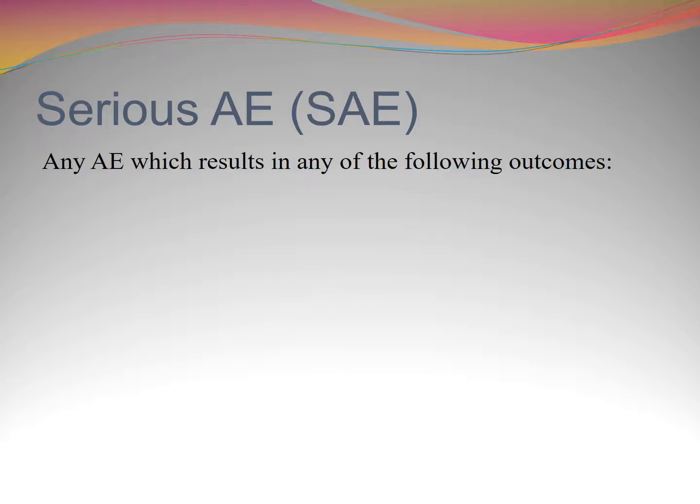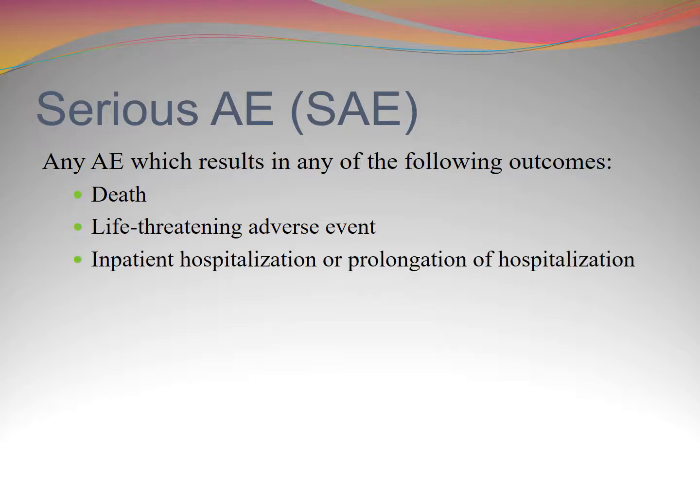An SAE is any adverse event which results in any of the following outcomes. Now this is without causality again. So it's any adverse event which is death. Now that doesn't surprise too many people. Most people assume death to be a serious event, right? But that would be a serious adverse event. A life-threatening adverse event. So when I just talked about the person with asthma that was on a ventilator in an intensive care unit, that would be a serious adverse event, just because it's life-threatening. The example of the asthmatic on the ventilator also would be inpatient hospitalization, which is a serious adverse event.